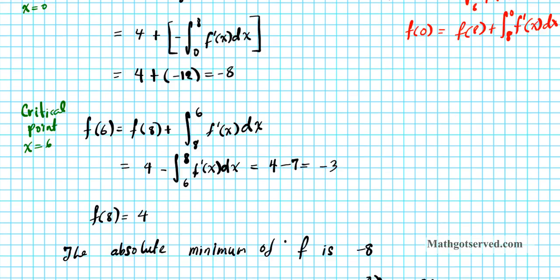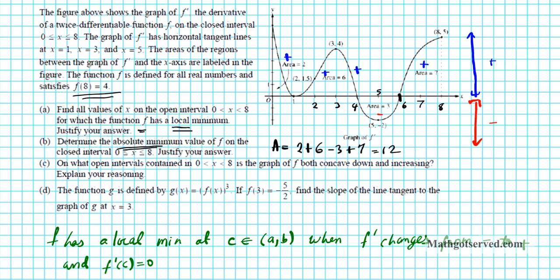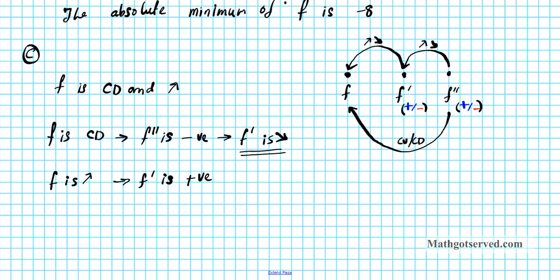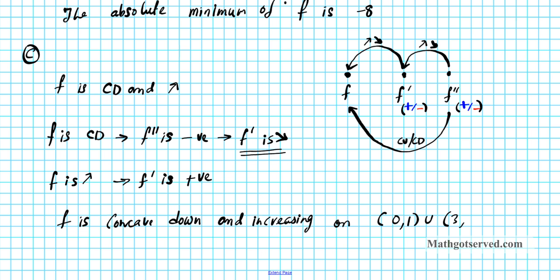All right, let's go ahead and find it out. So where is it decreasing and positive? It's decreasing and positive from 3 to 4, and decreasing and positive from 0 to 1. Okay, so let's write down what that means. Our conclusion, we're going to say that f is concave down and increasing on 0 to 1, union 3 to 4.